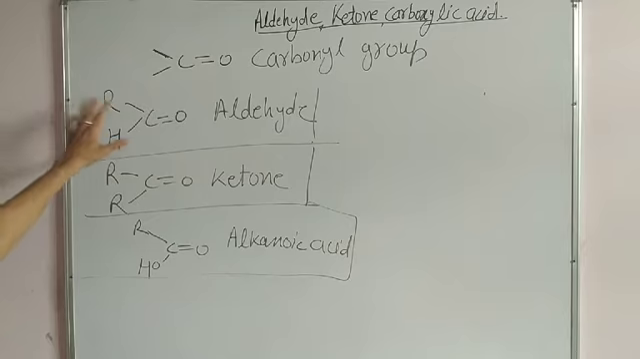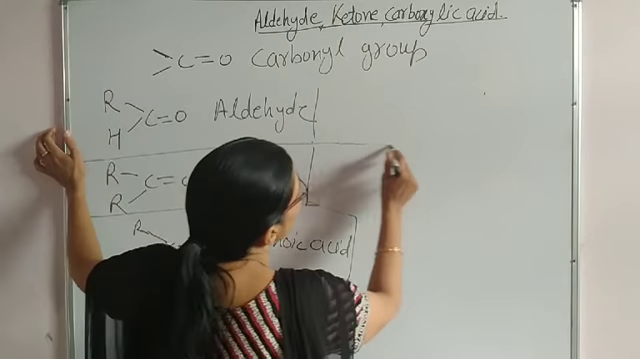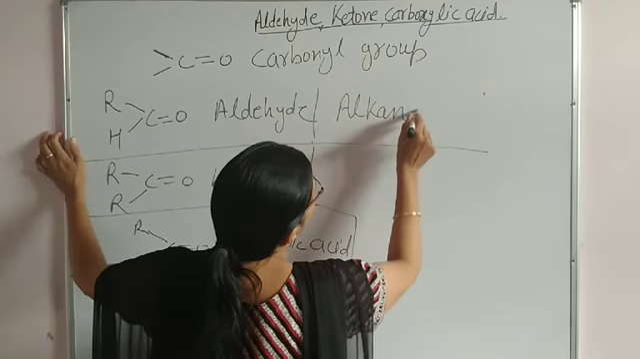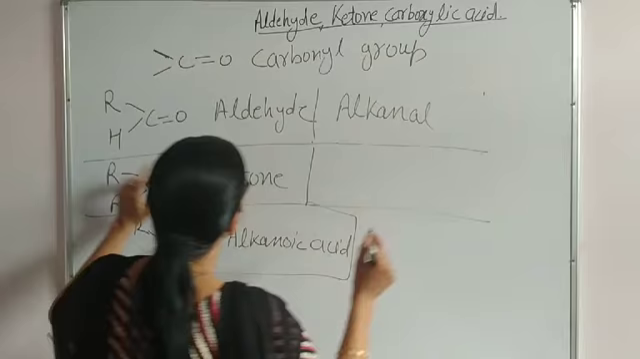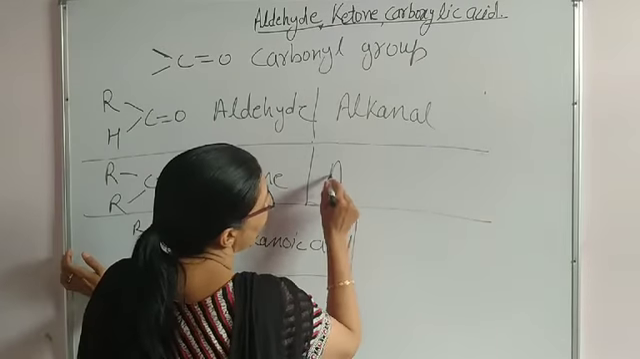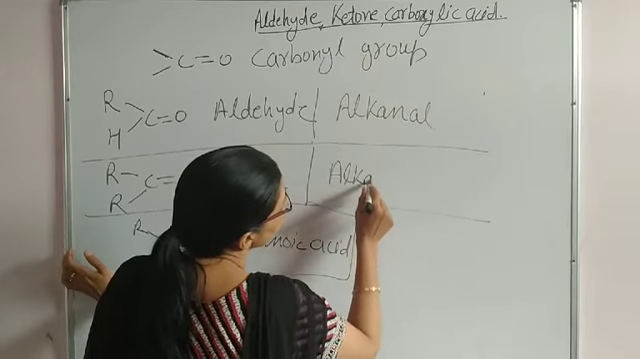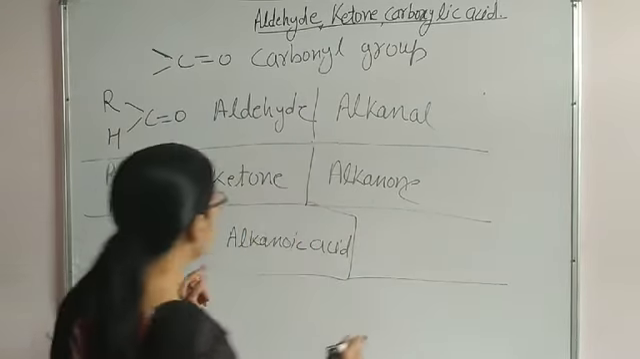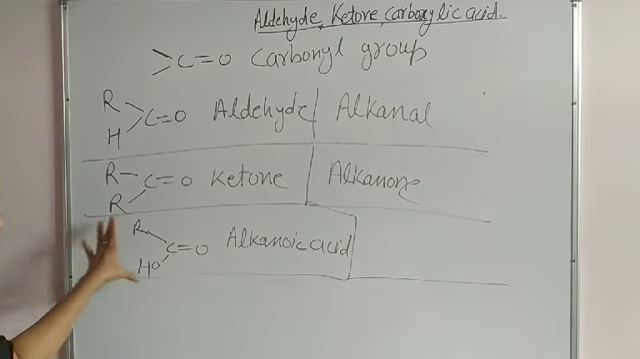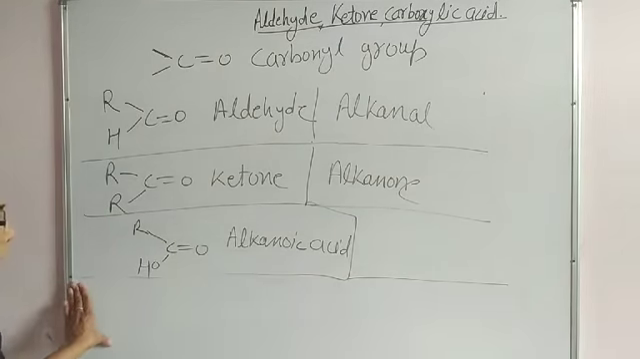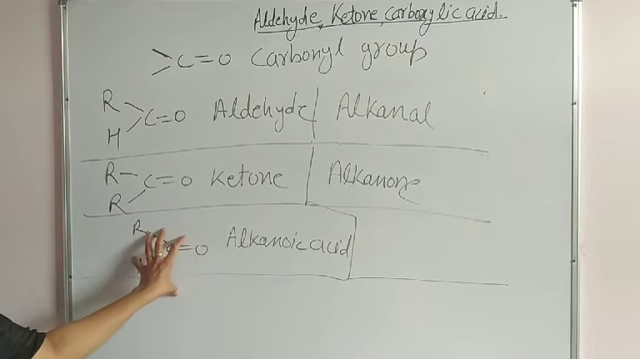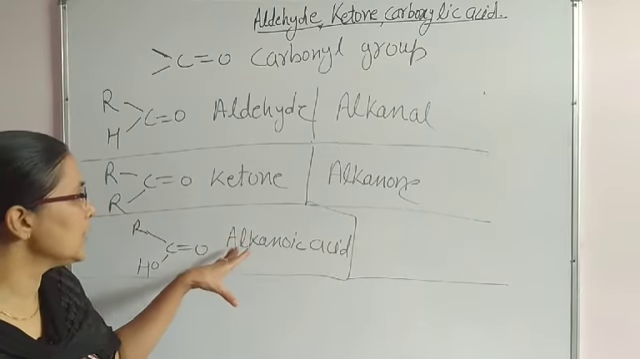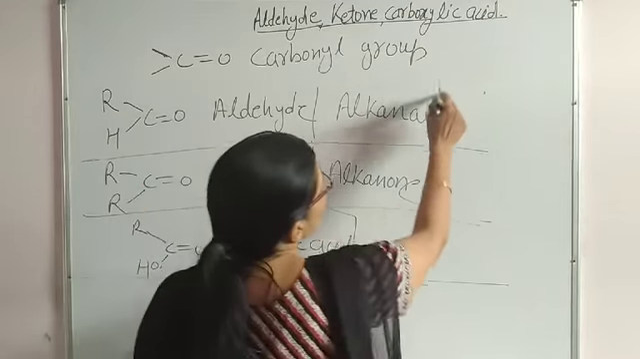IUPAC naming of aldehyde: the general IUPAC name is alkanal. The general IUPAC name of ketone is alkanone. The general IUPAC name of carboxylic acid is alkanoic acid. So this functional group is known as carboxylic acid and the general IUPAC name is alkanoic acid. I am taking one example for each.